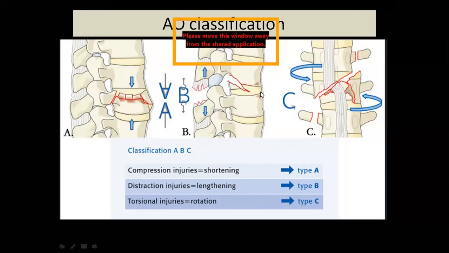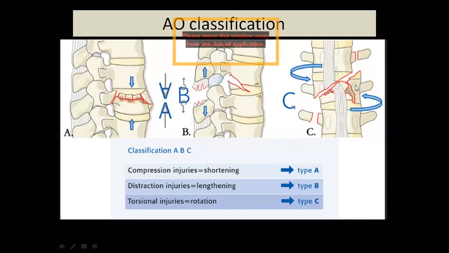Next is type C. What is type C? It is torsional injury or rotation injury. So there is a rotation injury. What happens? There is a high velocity injury. There is a fracture. There is translation, either in the AP view or lateral view. So we can call these injuries dislocation also. These torsional injuries or rotation injuries can be called dislocation.